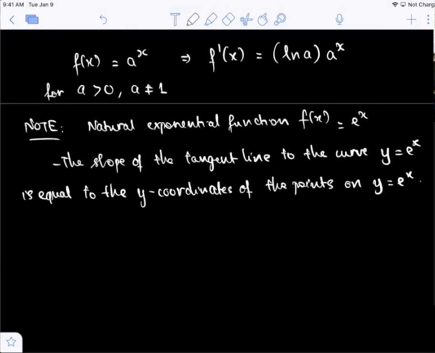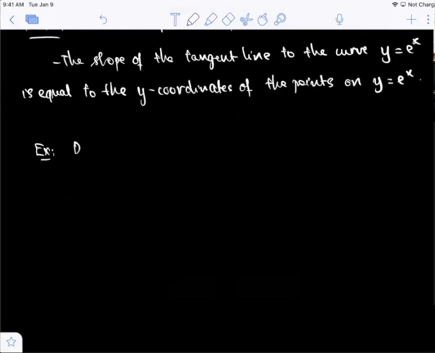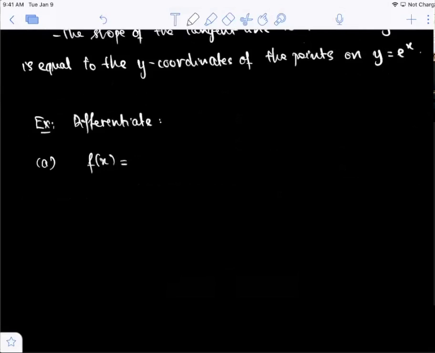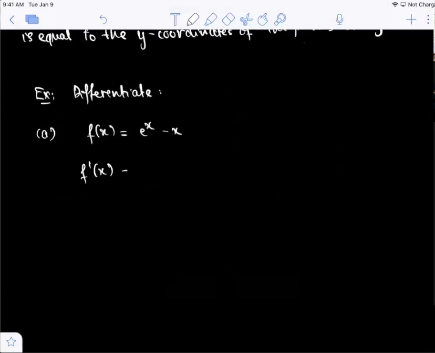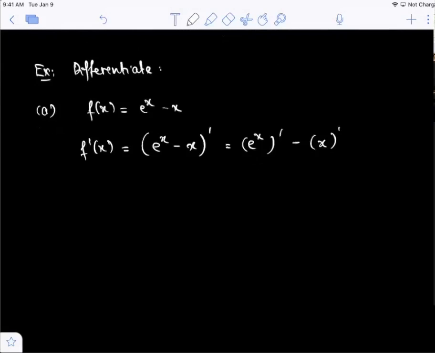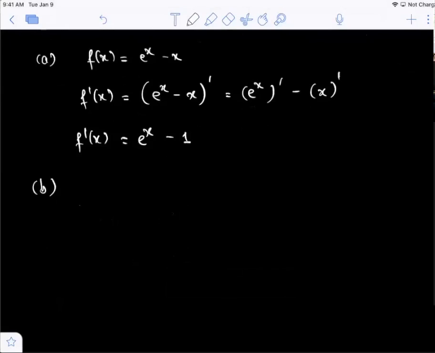All right, so let's do some examples now. Differentiate f of x equal to e to the x minus x. So the derivative of this should be e to the x minus x prime. The derivative of e to the x is e to the x. The derivative of x is equal to 1. So that's the derivative function. For part b, I have g of t equal to 2t.